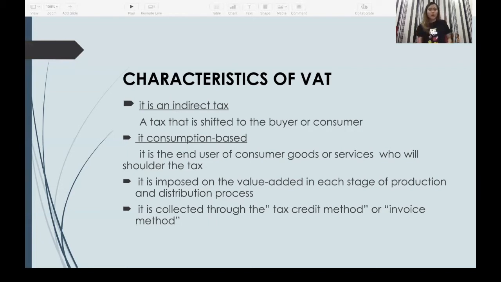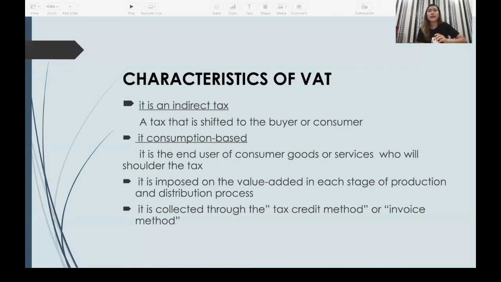Next, it is consumption based. It is the end user of consumer goods or services who will shoulder the tax. Ganito yan. Si ABC Corp, merong magsusupply sa kanya ng raw mats in order to manufacture the product. Let's say a beverage. So, meron siyang orange juice. Meron siyang supplier para mag-produce niya yung orange juice. So, when meron na siyang finished product, meron na siyang bottled orange juice, ibibenta niya ito sa wholesaler or distributor.